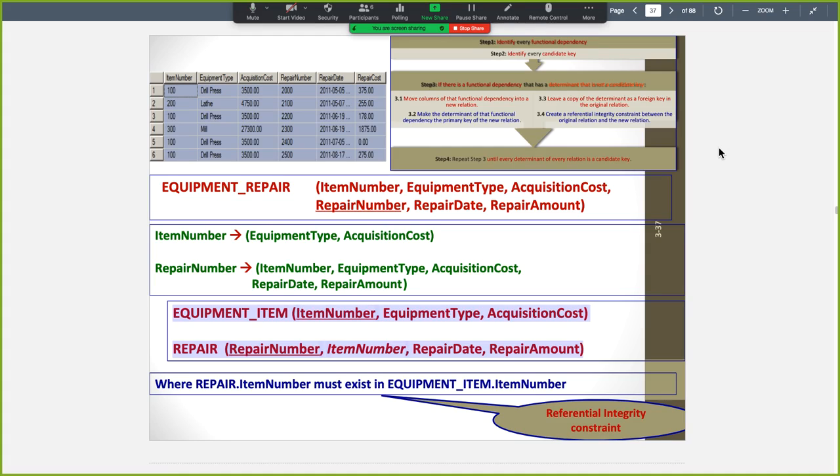And we will stop this lecture here to keep the time of each lecture within about 30 to 35 minutes, and we'll continue in the next part of our normalization lecture.